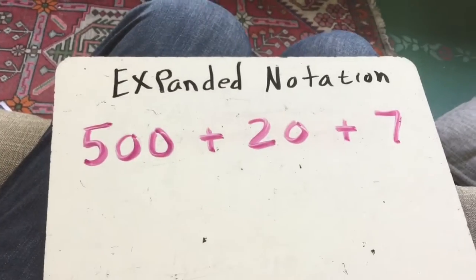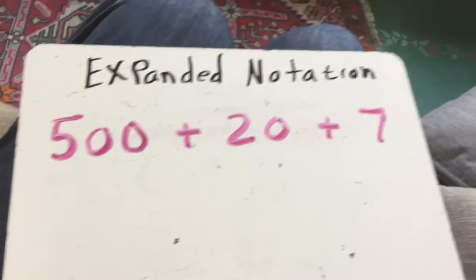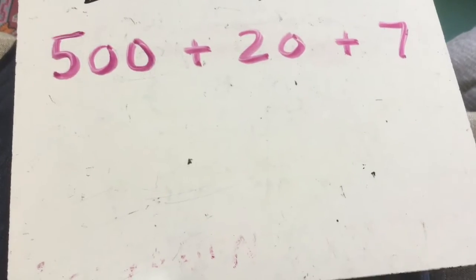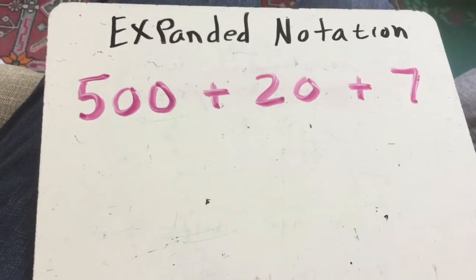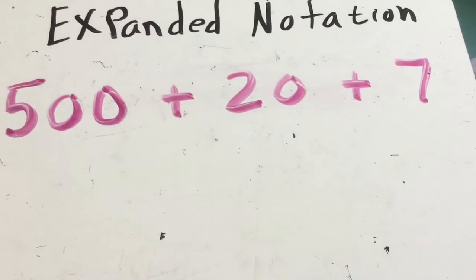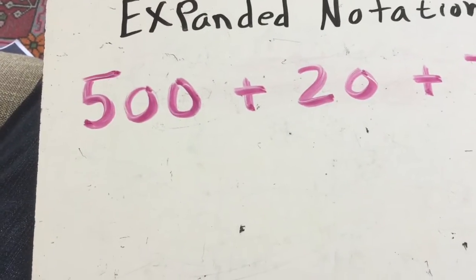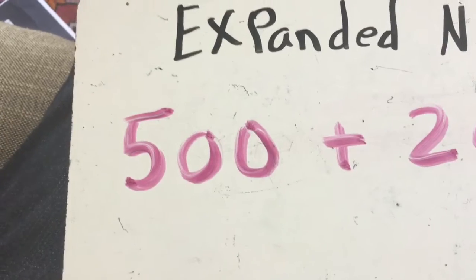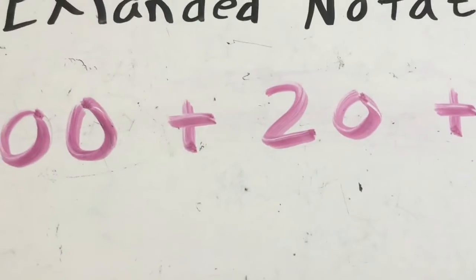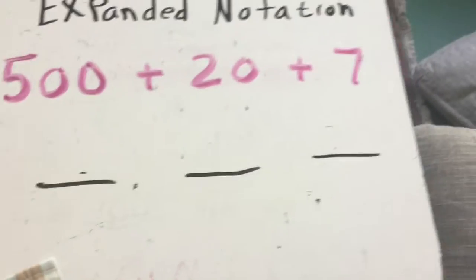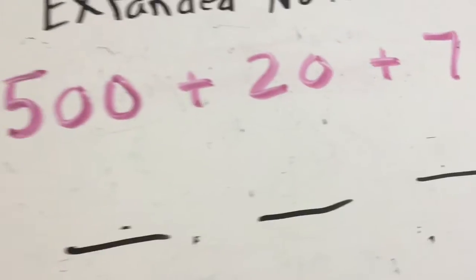So if I gave you 500 plus 20 plus 7, then you're just going to write the answer in standard notation, which means just the number. Well, let's look again. Our biggest number has 3 places: ones, tens, hundreds. This time it only goes to the hundreds. Here's a little hint. If my biggest number in the problem is 500 and it has 3 places, ones, tens, hundreds, then my answer is going to need to have 3 places.